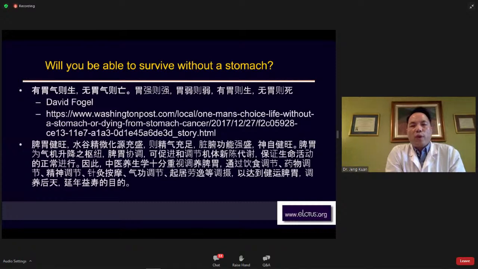胃强则强，胃弱则弱. If the stomach or digestive system is strong and is doing well, then the person is strong, there will be strength. If the digestive system is weak, then the person is going to be weak. If there is stomach, there's life. If there's no stomach, then there's death. When I read that, it's very straightforward.